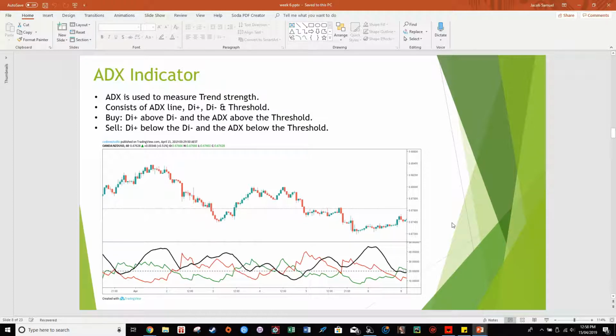Losing strength. Because if you're losing strength in a trend, there's no momentum. The trend is going to go down. That's why it's going down here, okay? But when the ADX is above it, it's gaining strength.